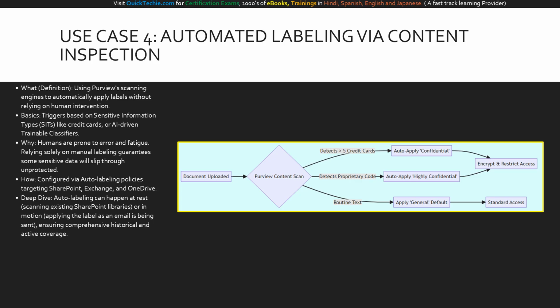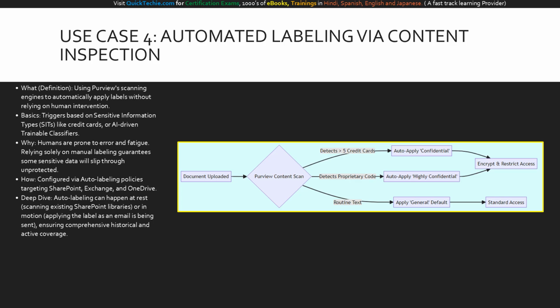How does it work? Purview uses predefined sensitive information types, or SITs, like social security numbers and credit cards. You can also use AI-driven trainable classifiers, where you train Purview to recognize the unique layout of your company's proprietary contracts or resumes. When Purview detects this content, it automatically stamps the appropriate label.